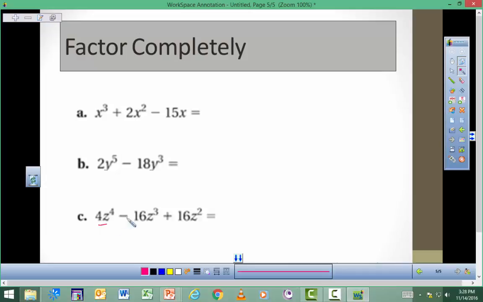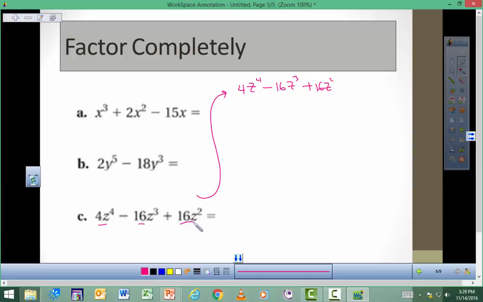Looking among these three terms, I've noticed that there is a common factor of a 4 and a z squared. And so, by the way, I'm going to write this up here because some people can't see it on my whiteboard. So this is 4z to the 4th power minus 16z cubed plus 16z squared. So it looks like to me there's a common factor of, say, 4z squared, right? There's a z squared here, a z squared in all these, and then there's a 4, right?